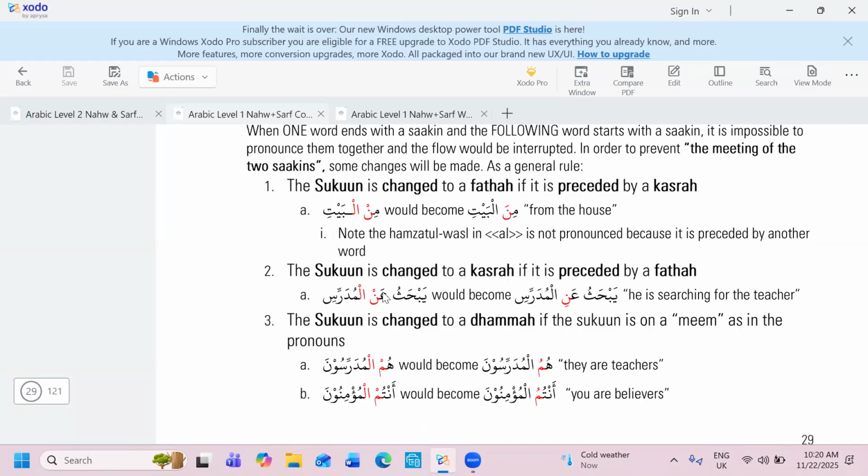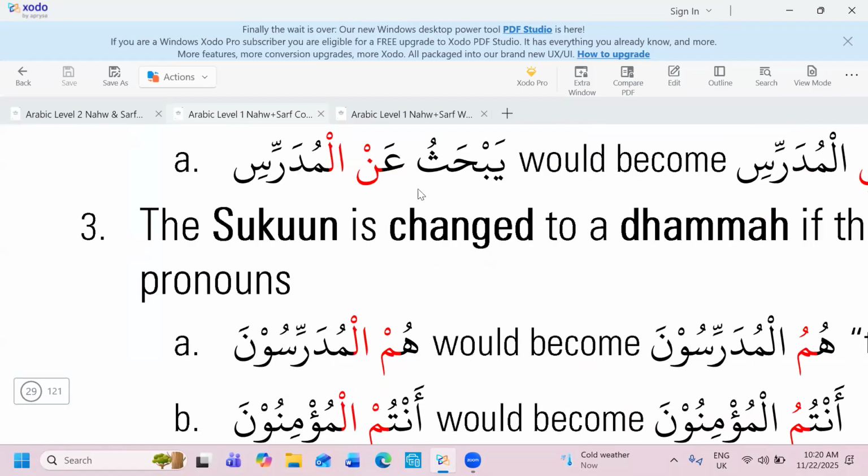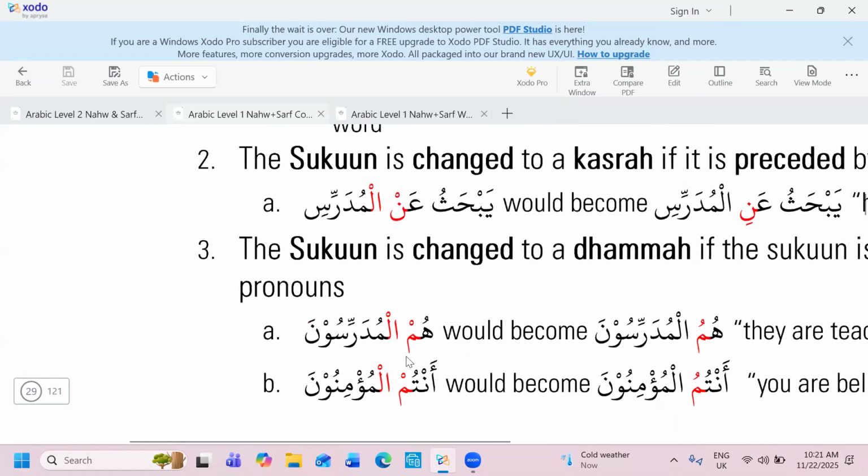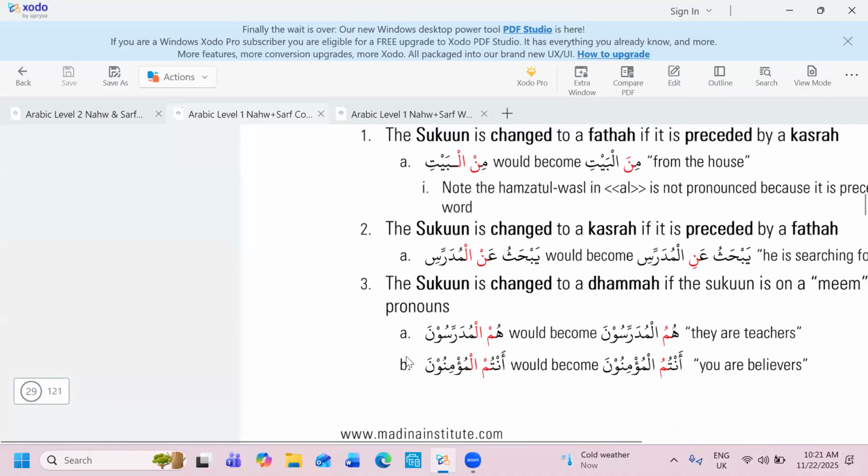And then you have the dhamma. Sometimes the letter before doesn't have a kasra or a fatha, it has a dhamma. So for example, your pronoun hum, you've got a dhamma before the sukoon. What's going to happen on the meem? You're going to put a dhamma on it. So you're going to say humul. Sometimes you will see it like that. So you're not going to say hum al-mudarrisun. You can say that, but better to say humul mudarrisun. Again, this is something that you're going to pick up over time.